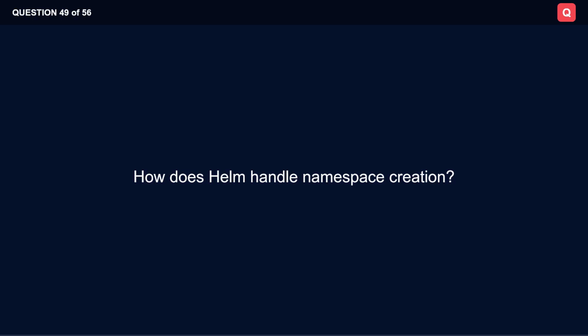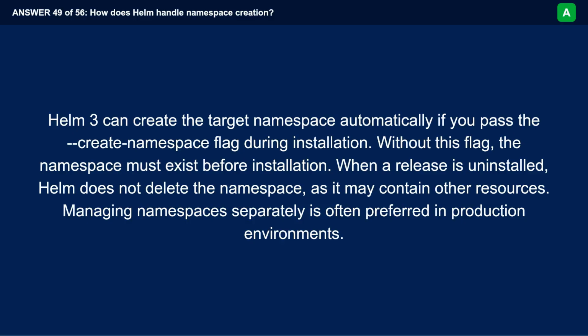How does Helm handle namespace creation? Helm 3 can create the target namespace automatically if you pass the create-namespace flag during installation. Without this flag, the namespace must exist before installation. When a release is uninstalled, Helm does not delete the namespace, as it may contain other resources. Managing namespaces separately is often preferred in production environments.